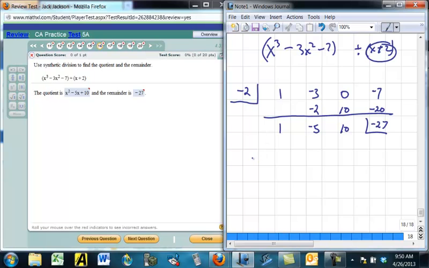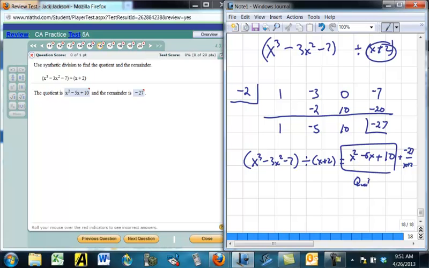So this says that if you take x cubed minus 3x squared minus 7 and divide it by x plus 2, what you get is this one right here, a constant term, 10 plus -5x plus x squared, and you could say plus -27 over the x plus 2. So the quotient is here. This is the quotient, and this is the remainder. So the quotient is x squared minus 5x plus 10, and then it's -27 there.